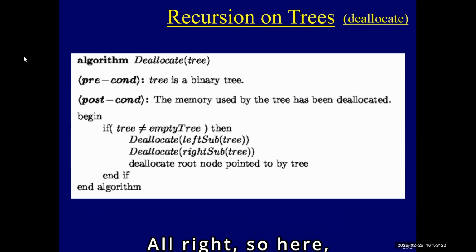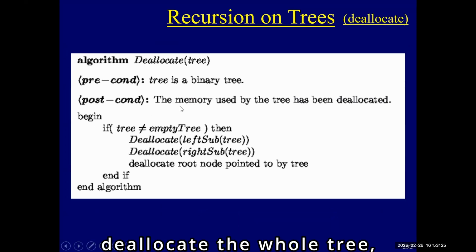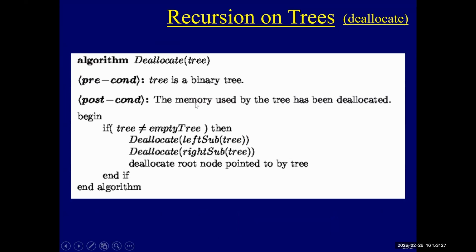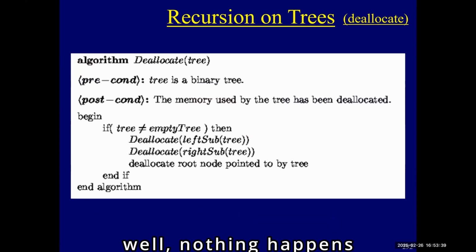All right, so here, suppose you want to deallocate the whole tree, right? So in Java, you just drop it, right? If we say n equals null, well, nothing happens because m's still pointing at it. But if we say m equals null or nil, I don't know how to spell null, then the whole thing garbage collects, right? But in C, you got to do your own garbage collection, right?